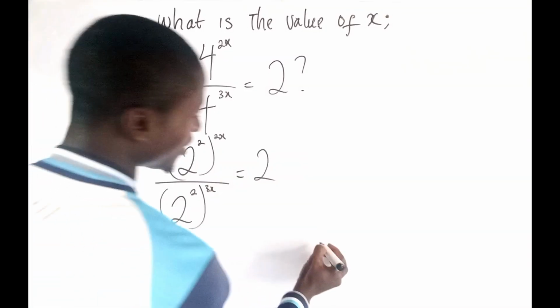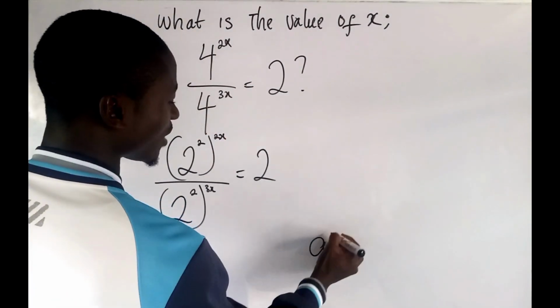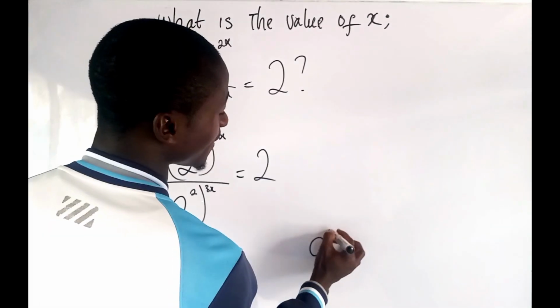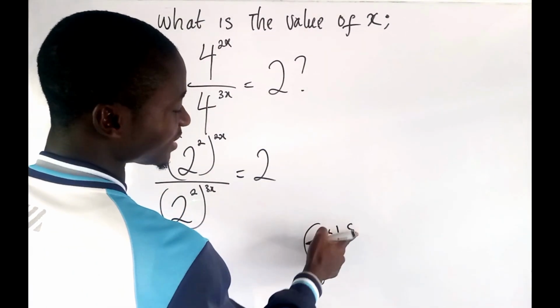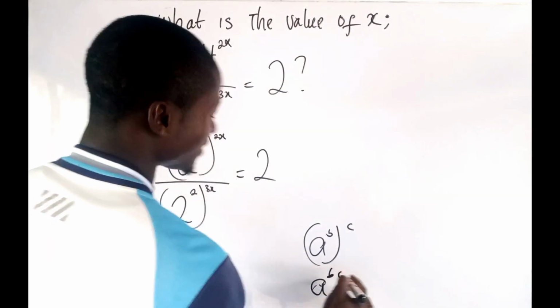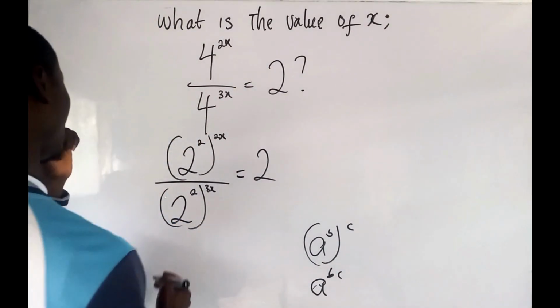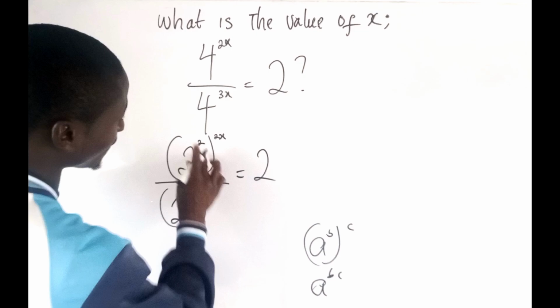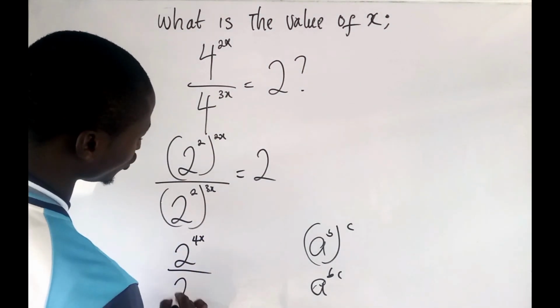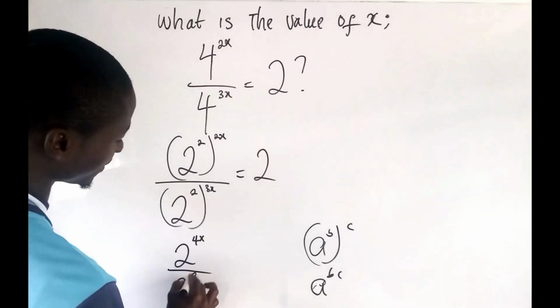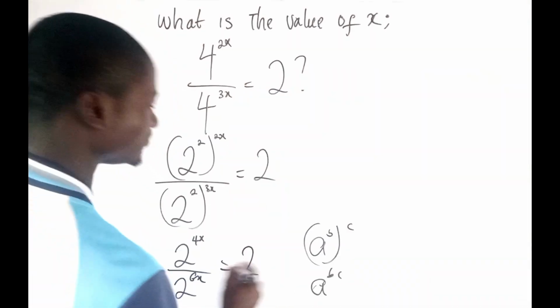Don't forget, in the law of indices, if you have a to the power of b, then outside the bracket you have c, we can multiply this b and c together to have a to the power of bc. The same thing applies here. So we are going to have 2 to the power of 2 times 2x, which gives us 4x, over 2 to the power of 2 times 3x, which gives us 6x, equals 2.